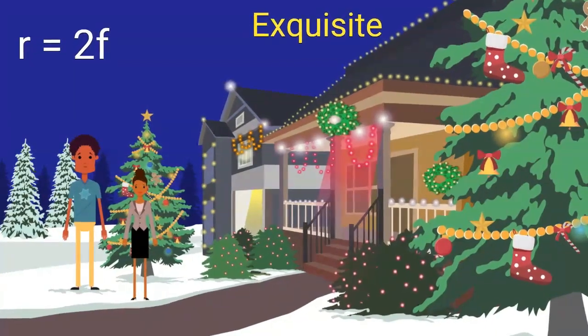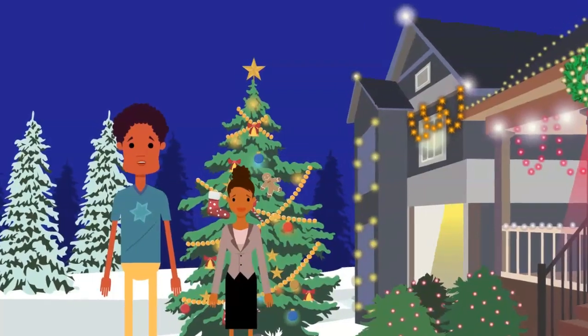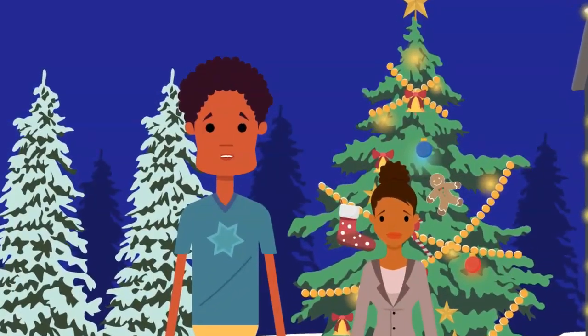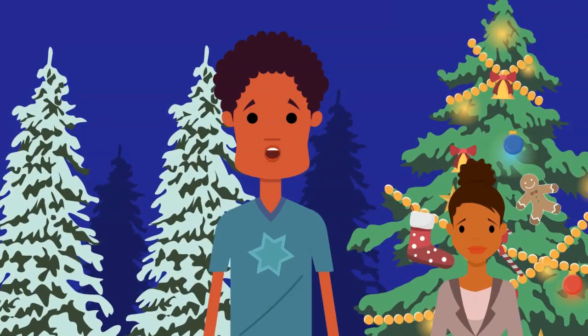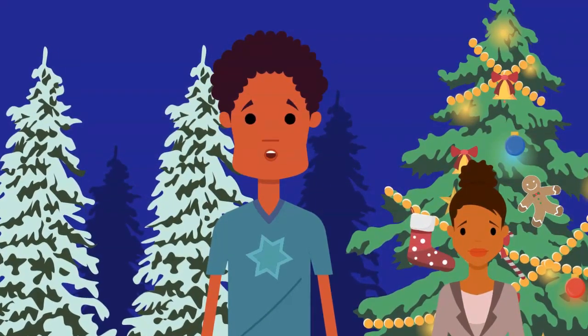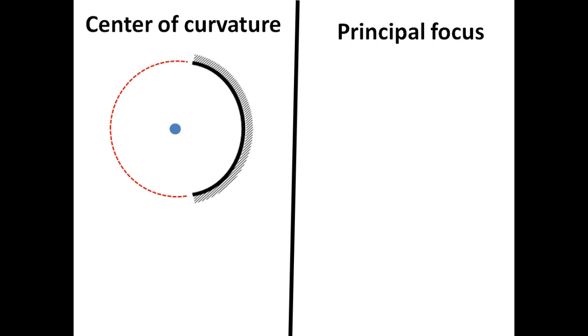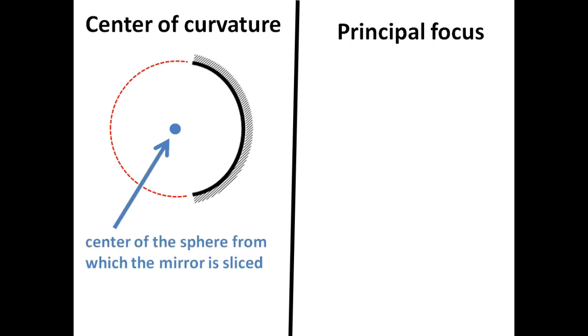Welcome to Exquisite. During the last two classes, we discussed extensively two important points that have to do with curved mirrors. Those points were the center of curvature and the principal foci of curved mirrors. Very true. You let me know that the center of curvature of a curved mirror is the same as the center of the sphere from which the mirror is sliced. Correct. How about the principal focus?